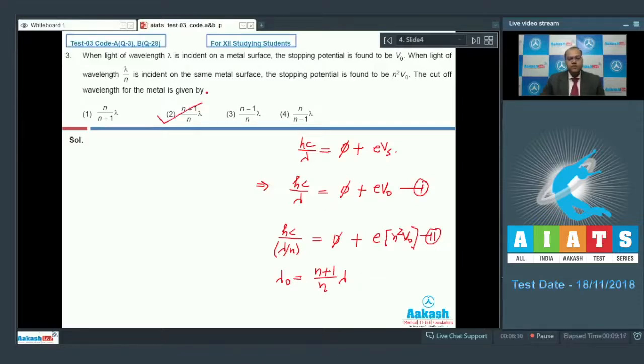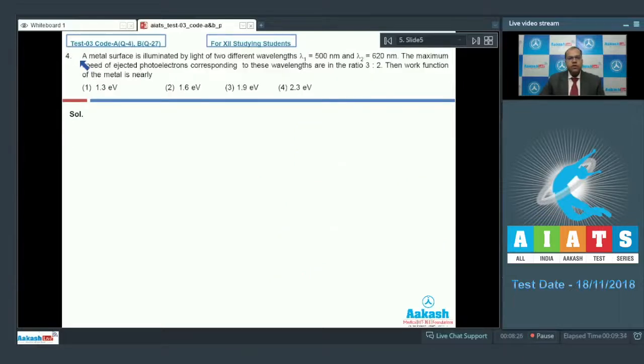Let's move to question number 4. In question number 4, a metal surface is illuminated by light of two different wavelengths. Lambda 1 is equal to 500 nanometer and lambda 2 is equal to 620 nanometer. The maximum speeds of ejected photoelectrons corresponding to these wavelengths are in the ratio 3:2. Then the work function of the metal is nearly?